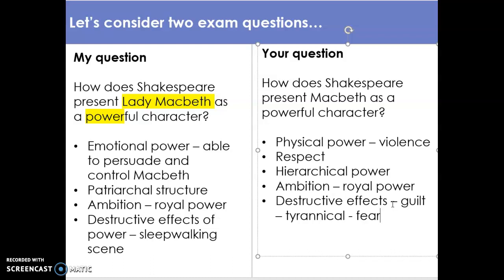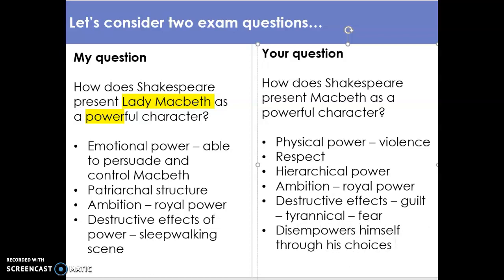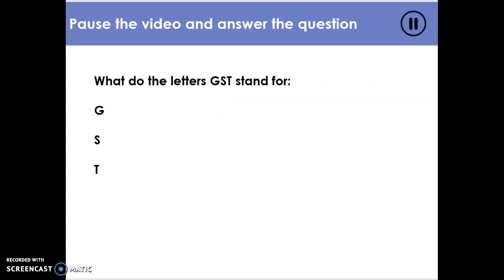We see him as this powerful figure, but we also see him destroyed, and really he disempowers himself, doesn't he, through his choices. So we've got a few ideas here about Macbeth as a character. At the peak of his hierarchical power, he also fundamentally disempowers himself because he loses a sense of who he is. Okay, so we can now use those ideas and points to create our introduction to this essay task we're working on.